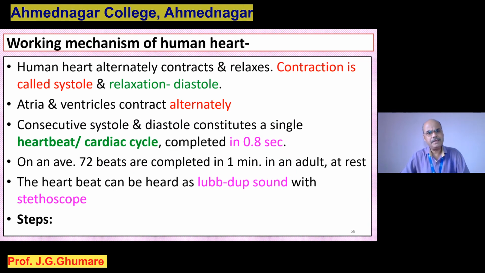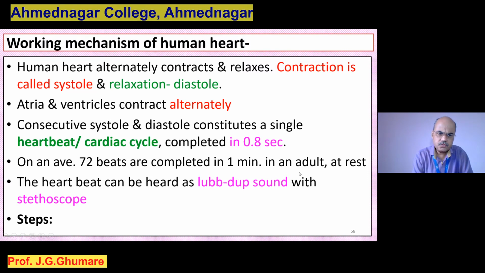Next part we'll discuss is the working mechanism of the human heart, how the working takes place. Again I'll repeat, the human heart shows alternate contraction and relaxation. Alternate contraction and relaxation means one contraction will be followed by relaxation, then again contraction followed by relaxation. Contraction is called systole, relaxation is called diastole. In terms of the chambers, atria as well as ventricles will contract alternately. First the atria will contract and then the ventricles will contract. Everything will relax then. I'll repeat, atria and ventricles will contract alternately, but we already discussed that the ventricles will contract simultaneously.